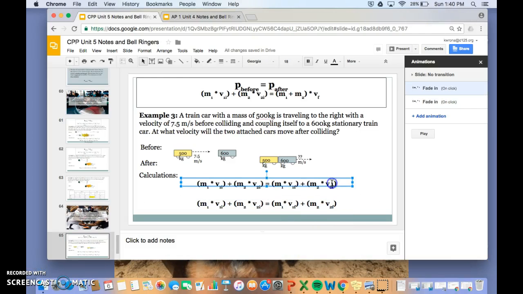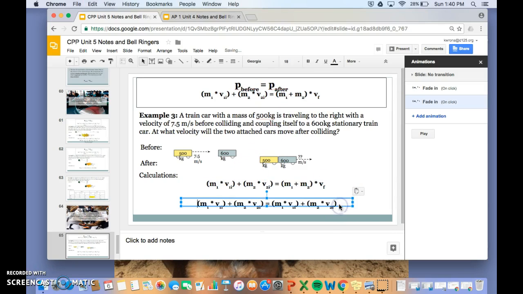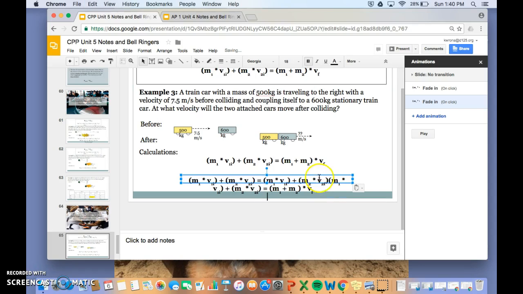Actually, not this one. We're going to use the one right up here where we have them combining into one object at the end. So go ahead and copy that equation down, because that's the one we're going to start with.